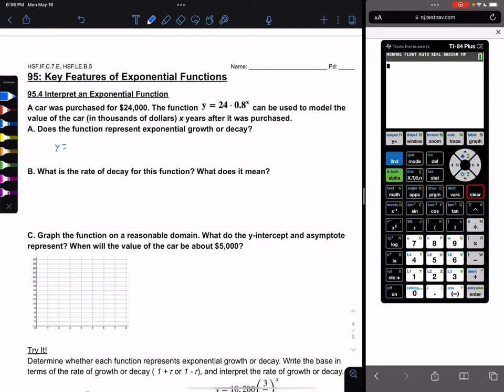So we have y equals 24 times 0.8 to the x. Remember, that's in the form y equals a times b to the x power. And in this case, b is equal to 0.8. Since b is equal to 0.8, that means b is less than 1.